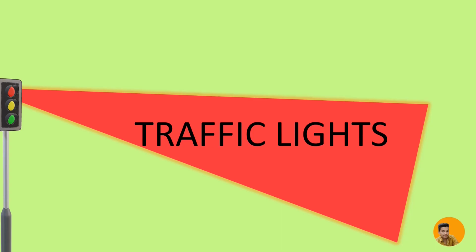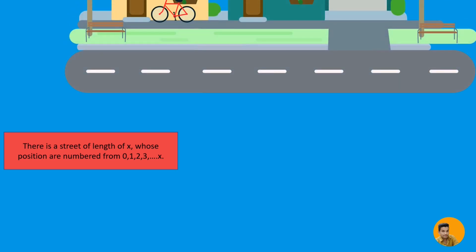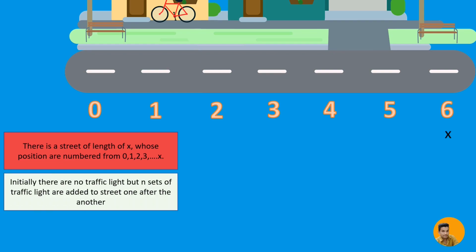Let's solve the problem traffic lights. There is a street of length x whose positions are numbered from 0, 1, 2 up to x. This x would be given to us. So there is a street and there is a numbering done on the street, and x in our case is 6. Initially there are no traffic lights, but n sets of traffic lights are added to the street one after the other. So there is no traffic light in the beginning. So the maximum length of the street is 6, right? The longest passage is 6 without the traffic light.